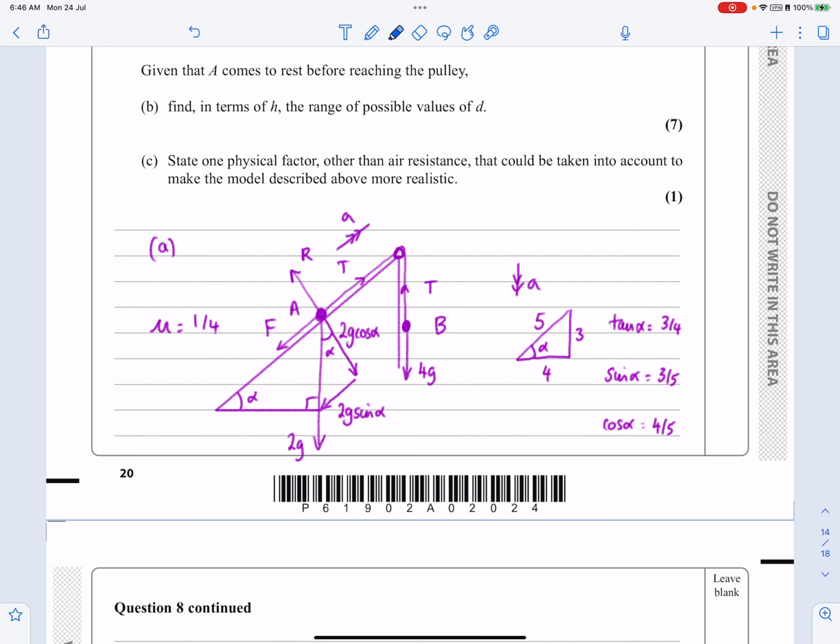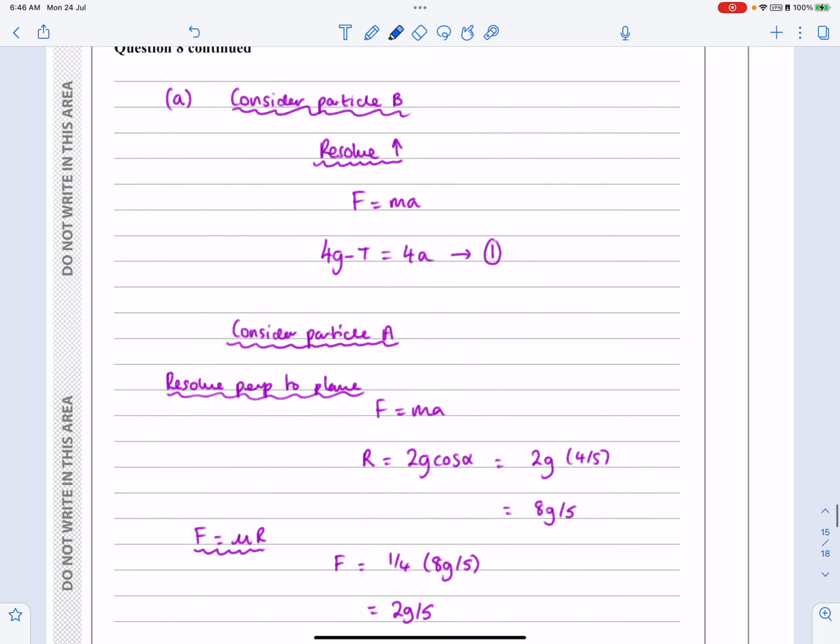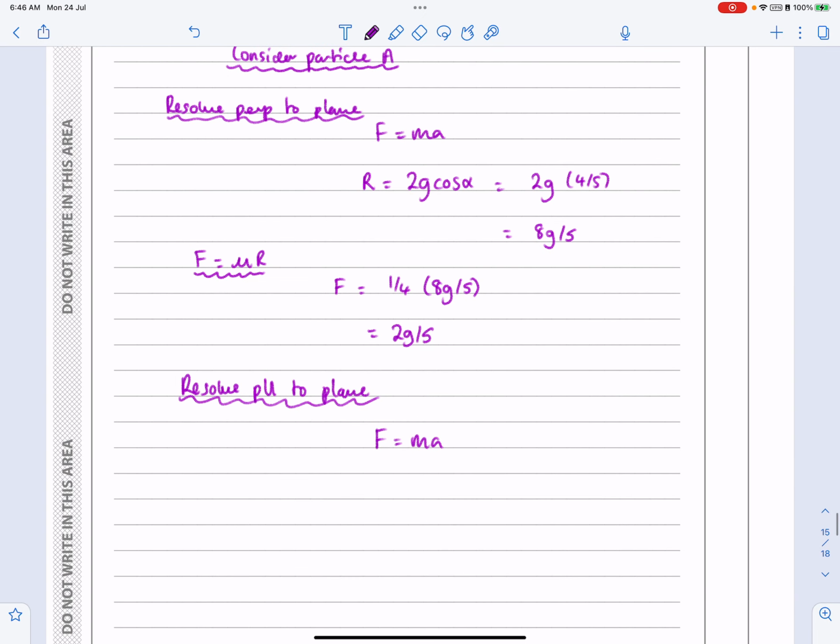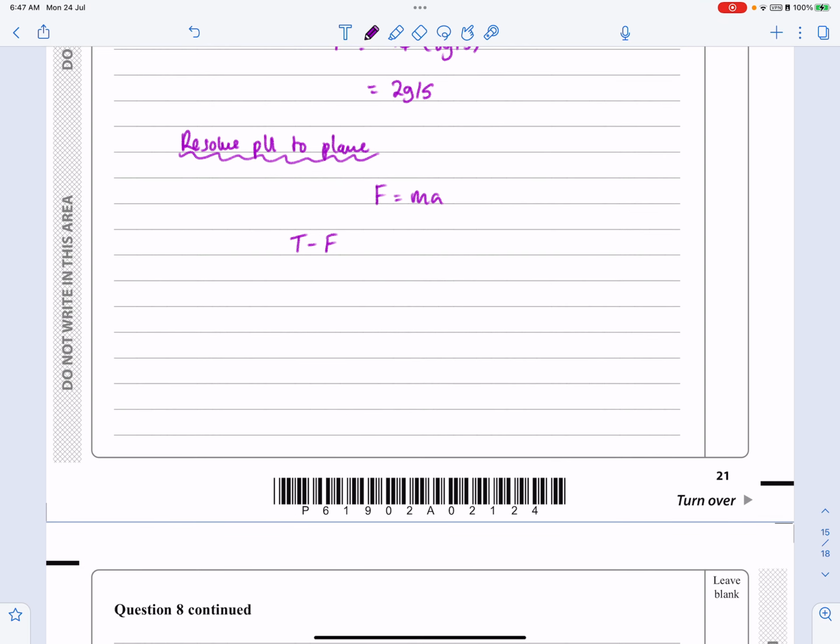So that means that the T is going to be bigger than these two. So it's going to be T minus F minus 2g sine alpha. And we've just worked out what F is. So let's go ahead and do that. So T minus F, sorry, let's make it a bit bigger for me too, minus 2g sine alpha is equal to 2a.